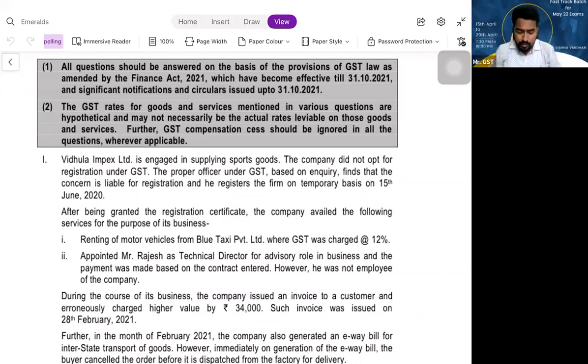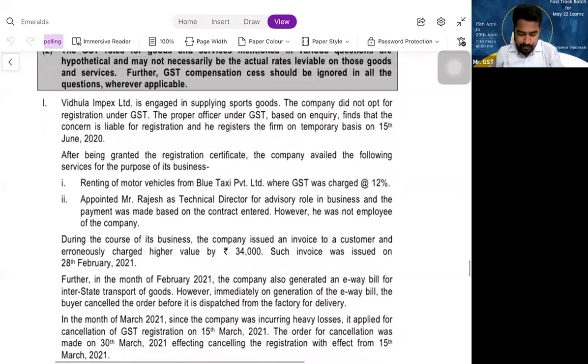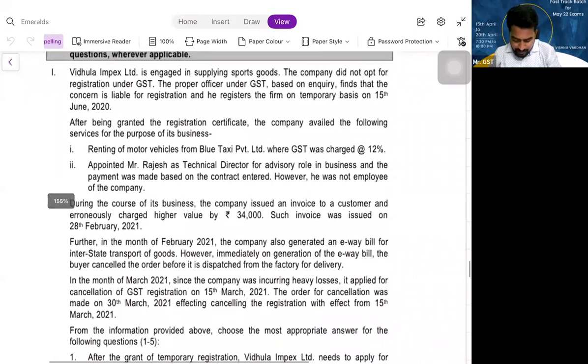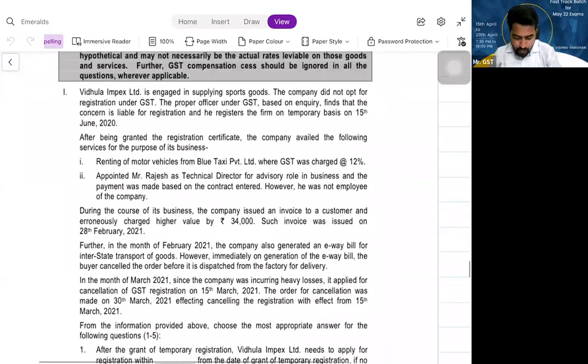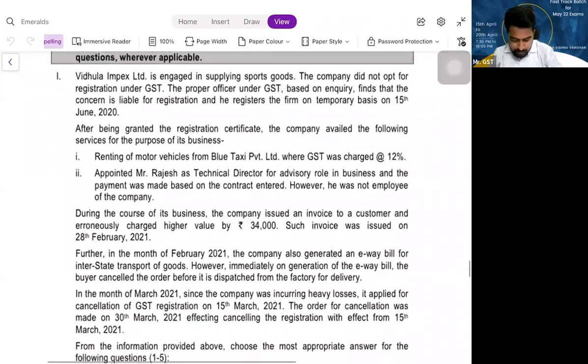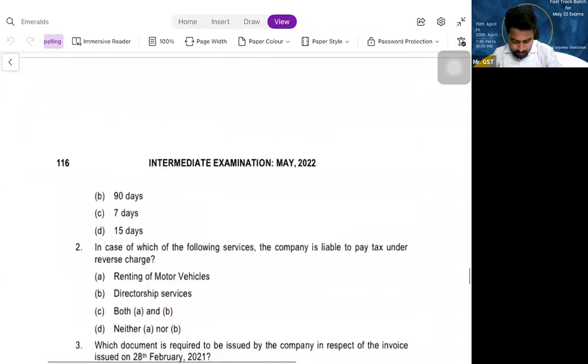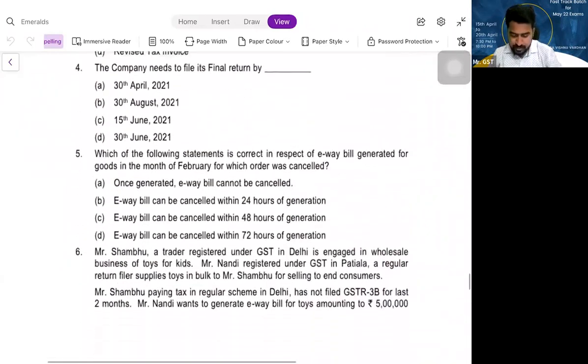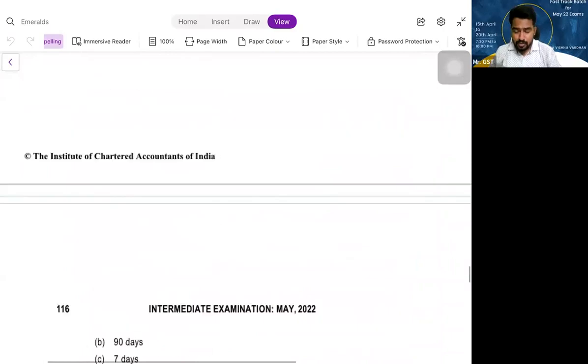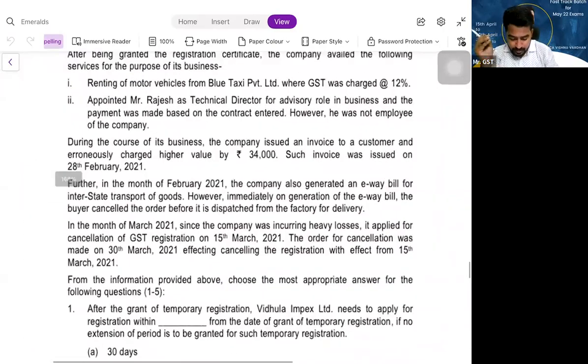Fine. So without wasting the time, let us proceed with the first question in this RTP. So this is a case study given first. After this case study, they have given 5 MCQs. So first, let us understand the case study.